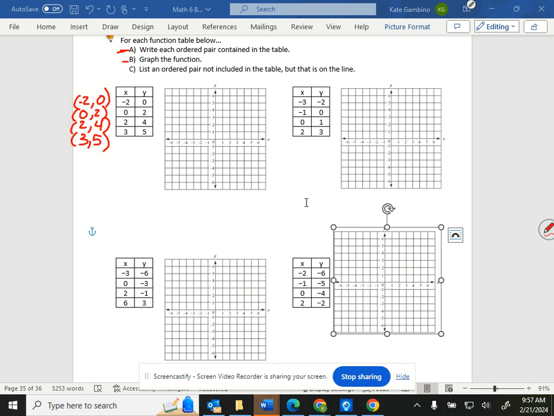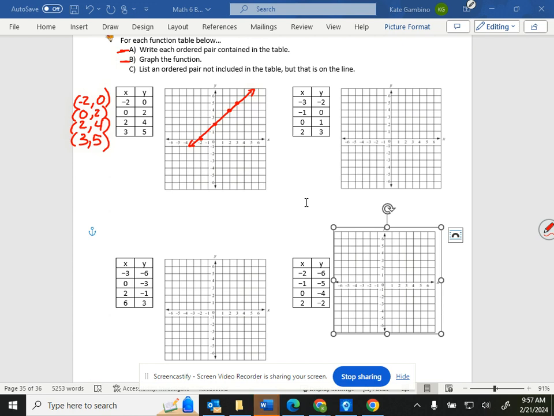Our second step is to graph the function. So we have to graph each of those ordered pairs. So -2, 0 is here. 0, 2 is here. 2, 4 is here. 3, 5 is here. So I'm going to draw a very straight line, connecting those, putting my arrows on each end. So that is graphing the function.